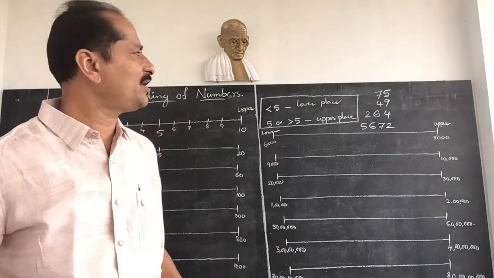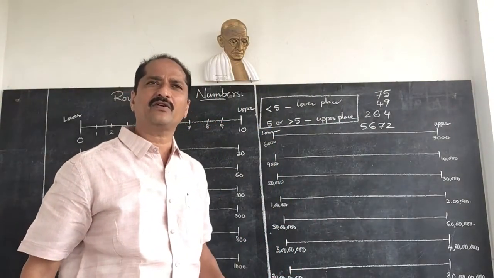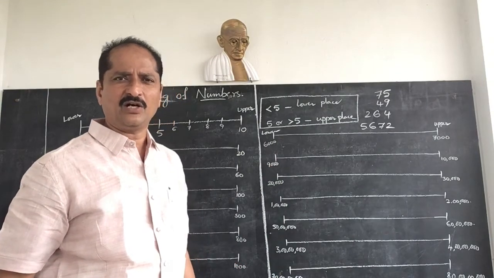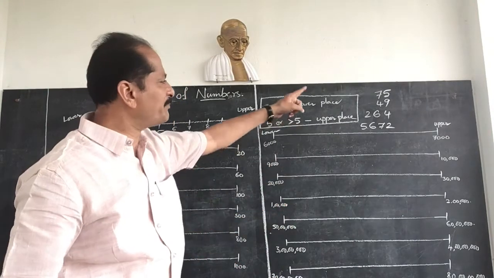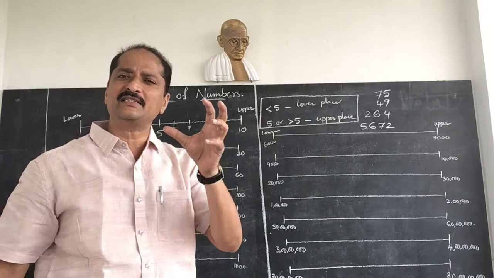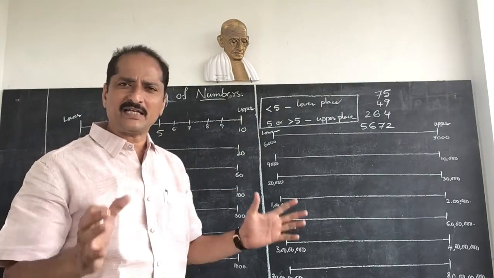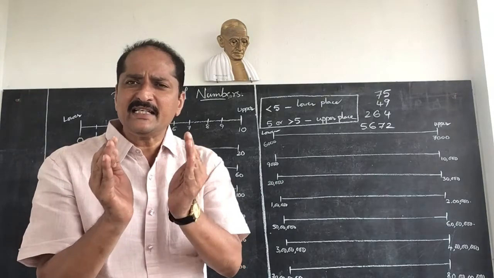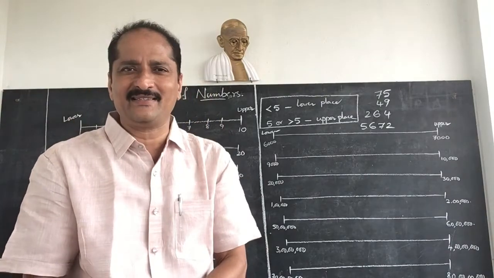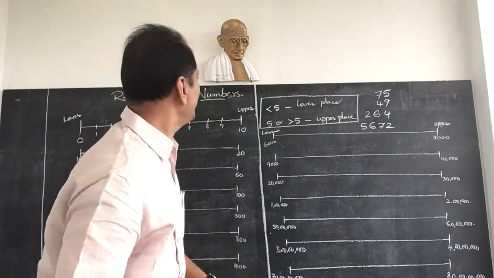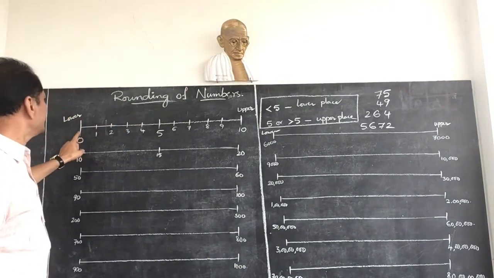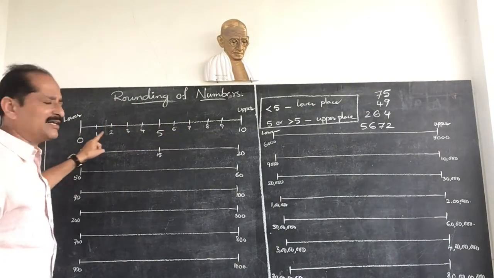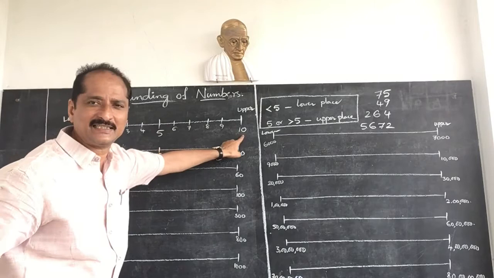Now, what is meant by round off the given numbers? Before going to round off all these numbers to the nearest tens place, first you can check here. Rounding a number means that it is nearer to which place. For example, you observe carefully here. The numbers on the number line 0 to 10 are written.